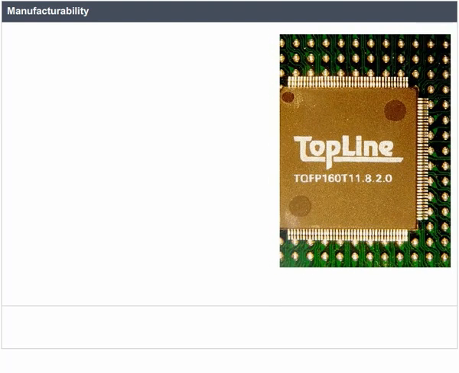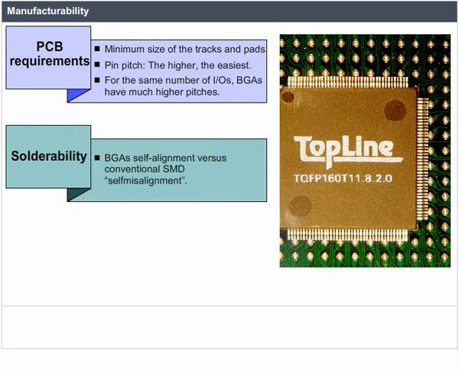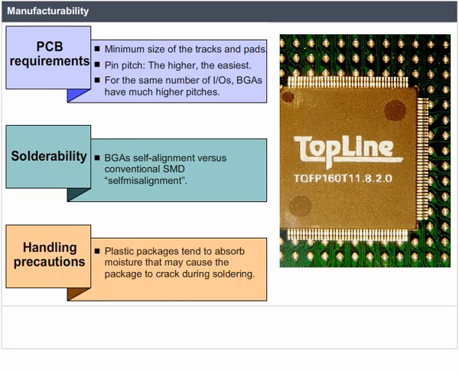Manufacturability. PCB requirements: minimum size of the tracks and paths. Pin pitch: the higher, the easier. For the same number of input-outputs, BGAs have much higher pitches. Solderability: BGA's self-alignment versus conventional SMD self-misalignment. Handling precautions: plastic packages tend to absorb moisture that may cause the package to crack during soldering. Bottom line, always keep in contact with your PCB manufacturing and mounting partner.